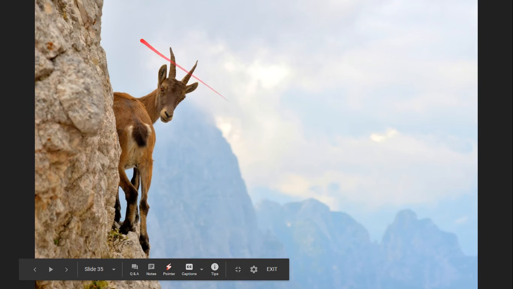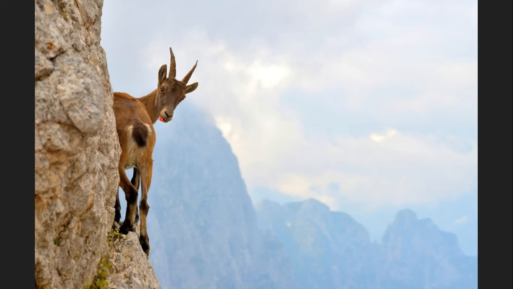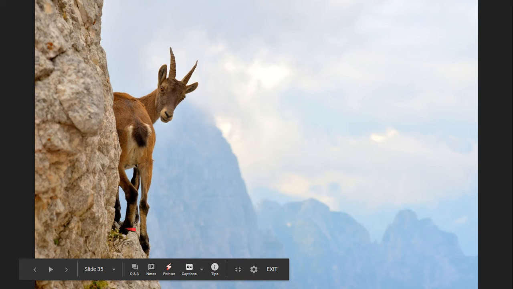The intersect line right here over the goat's face gives us something to look at, and the bottom third has some green in it, some color contrast in the lower mountain peaks. So that's all very nicely balanced and composed. I have no idea how the photographer got up there to take this picture.